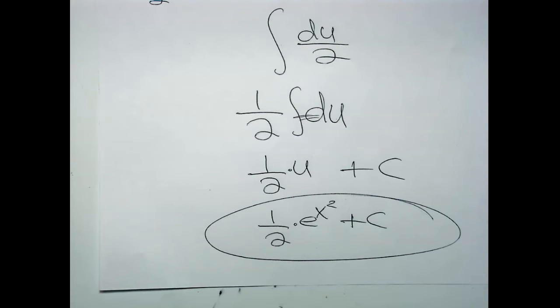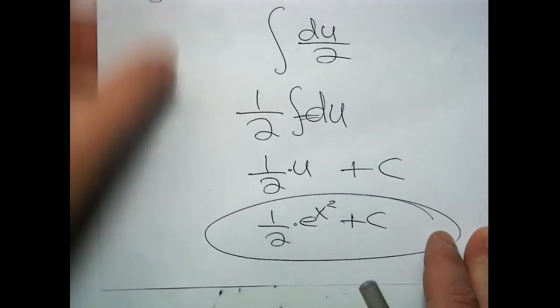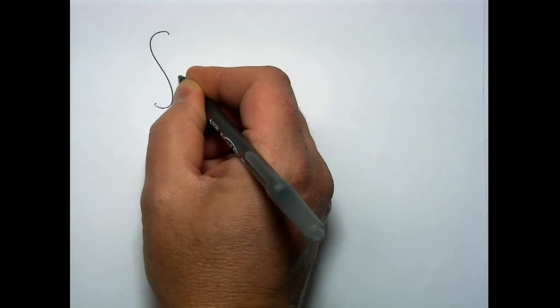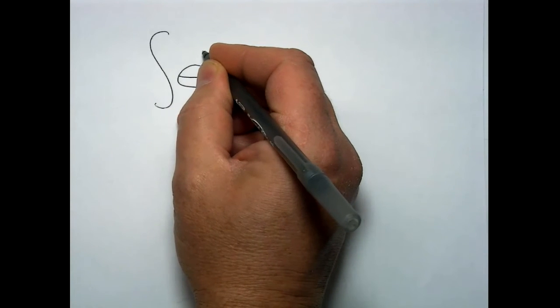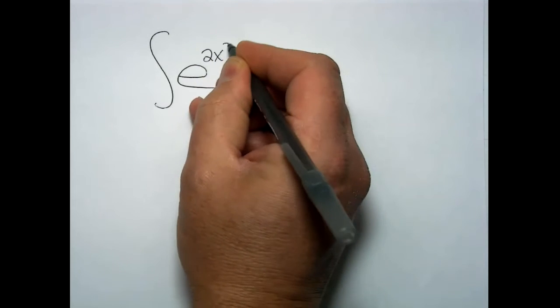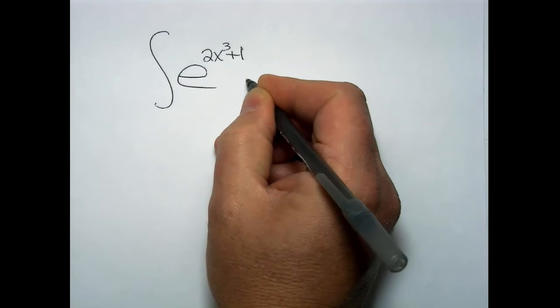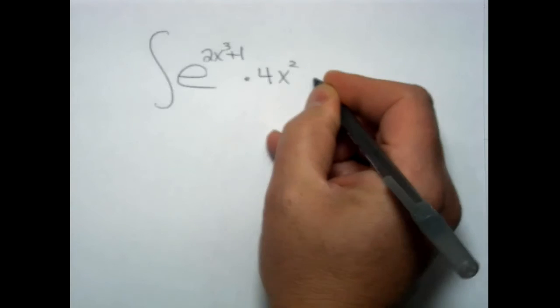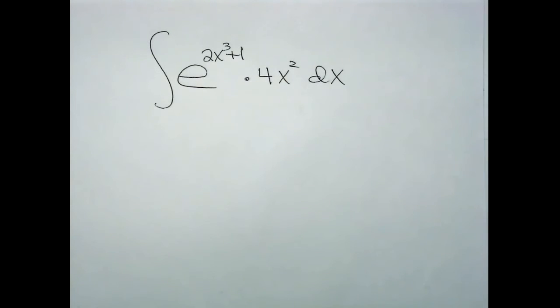So let's take a look at a few more examples of integrating an exponential, and just noting that integrating e to the u is just e to the u, so that's a nice easy result, but oftentimes these can get a little more involved. So let's integrate e to the, how about 2x cubed plus 1 multiplied by, how about 4x squared dx? Can we do this problem?